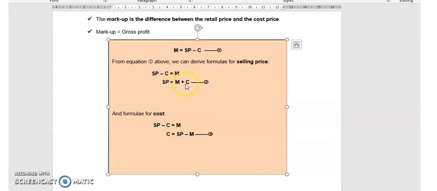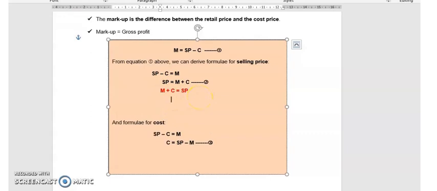Selling price equals markup plus cost. So you make C the subject, for example, M plus C equals selling price. So now C is positive, right? So C equals selling price minus markup. Okay? So that's how you can derive formulas from a given formula.